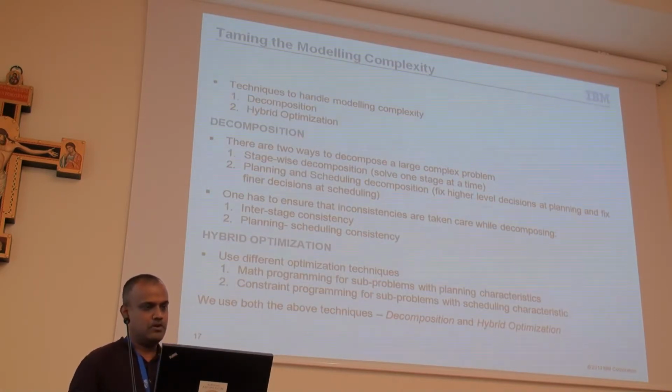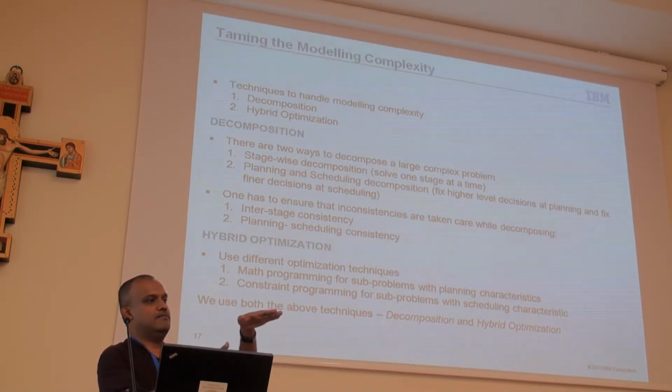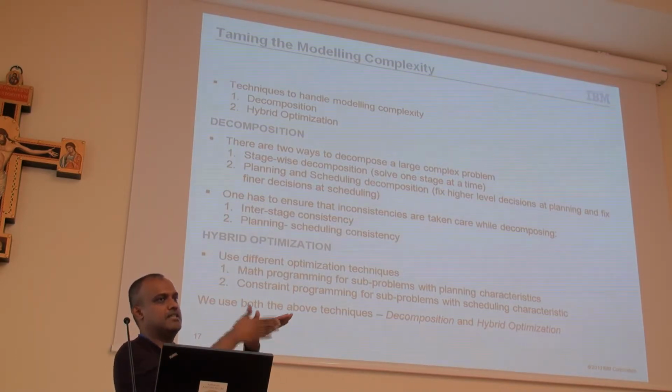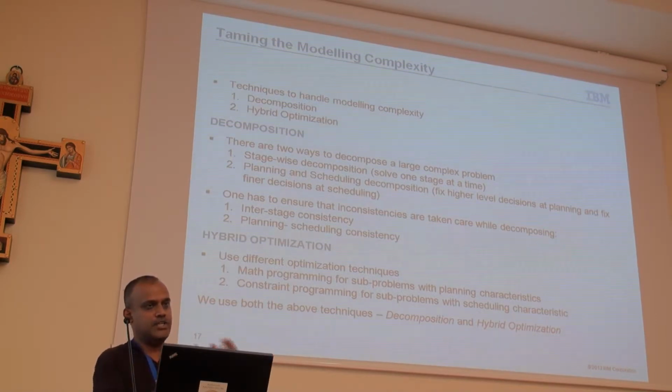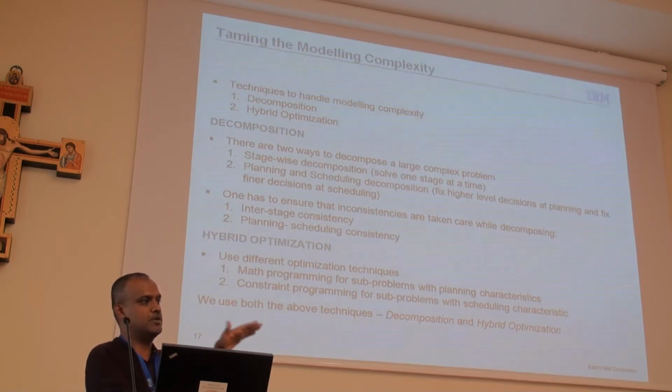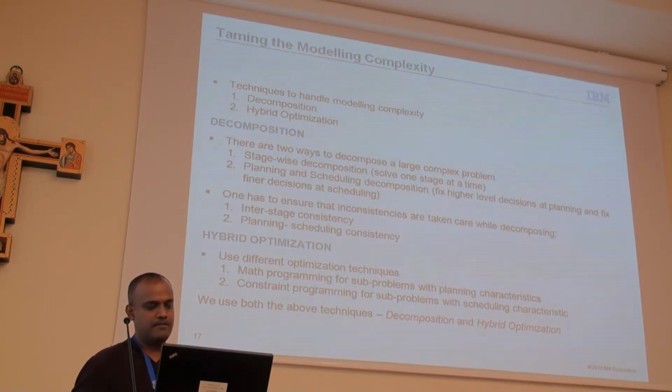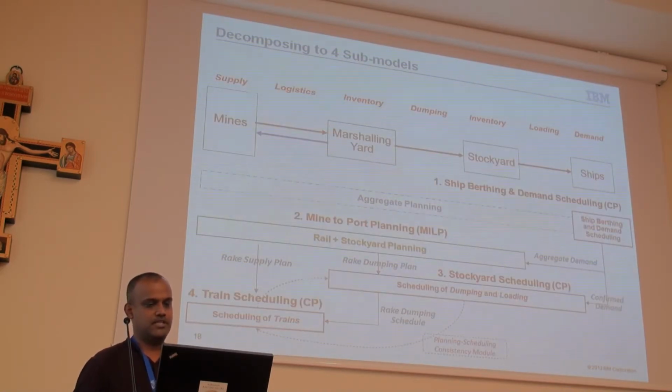Okay, the two ways to take on the modeling complexity is to do a hierarchical decomposition. That is, I do planning and then I do scheduling. I fix the higher level activities, then I do the final level activities. Or otherwise, we do it across the stages. I fix the first stage, then I fix the second stage. In any case, you have to worry about how the inconsistencies between these are handled because you're not doing them together, you're doing them separately. So what we have done is a decomposition which is hybrid in nature, and we use both math programming and constraint programming in solving the problems relevant to each of these.